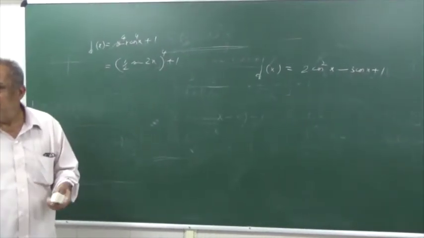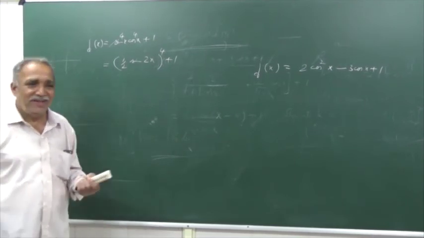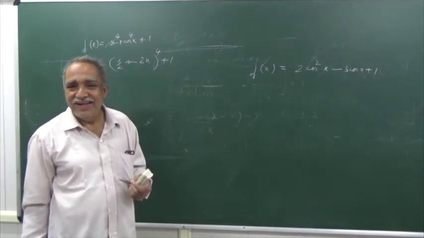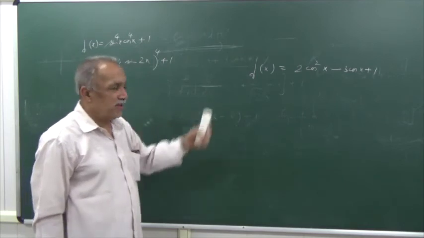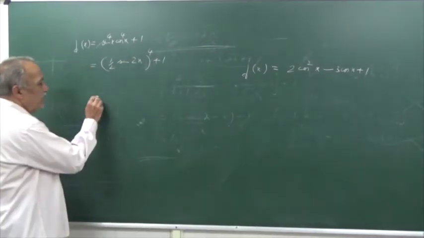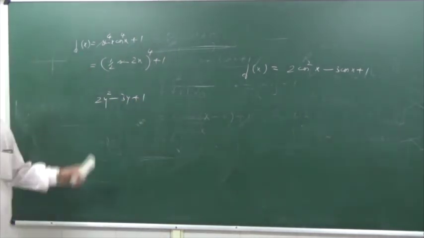At least domain you can immediately predict. R, minus infinity to infinity. How to determine the range next? Forget the presence of cos x. Simply imagine it to be the function 2y square minus 3y plus 1. What values will this take?